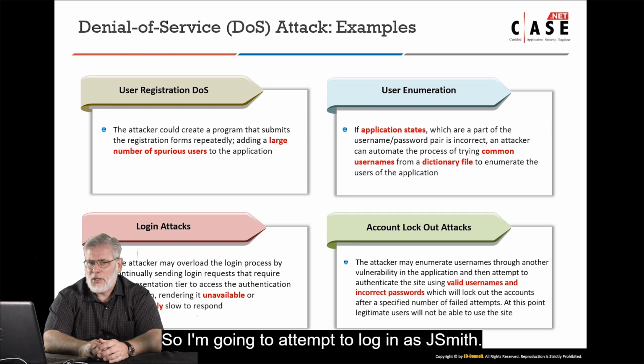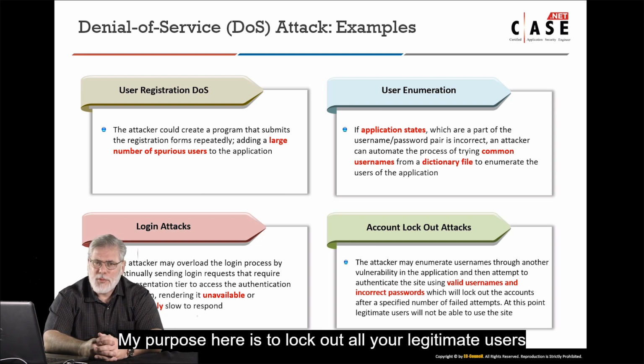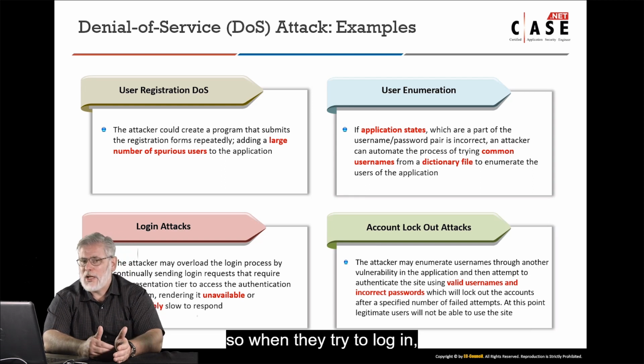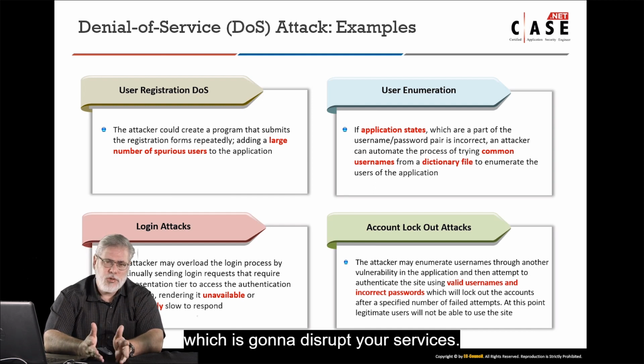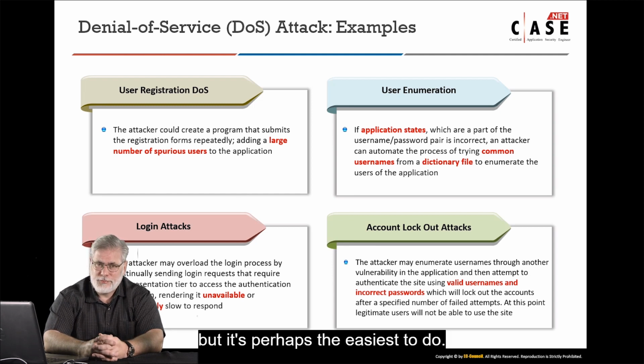So I'm going to attempt to log in as J. Smith. I'll do it 3 or 4 times until you lock out. And then I'm going to try M. Smith and N. Smith. My purpose here is to lock out all your legitimate users, so when they try to log in, they're going to have to find a way to get their password reset, which is going to disrupt your services. Again, that's not such a common attack, but it's perhaps the easiest to do.